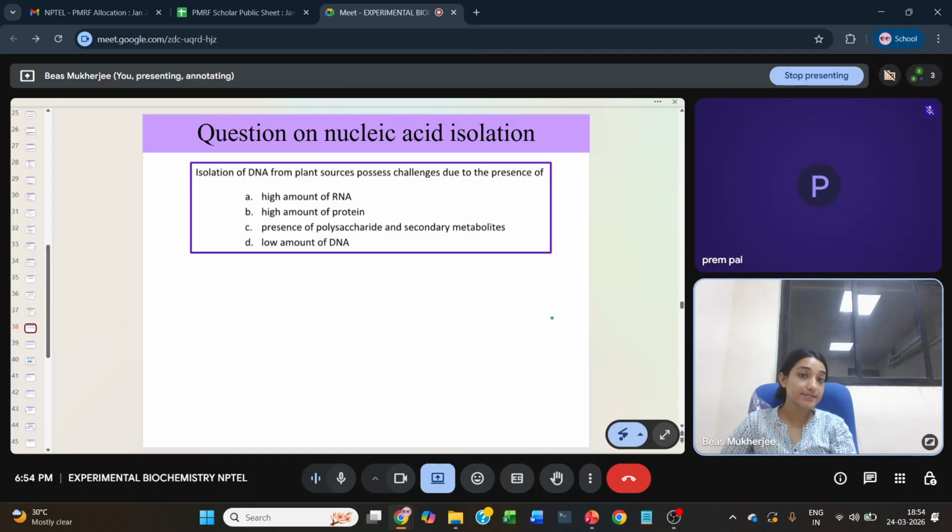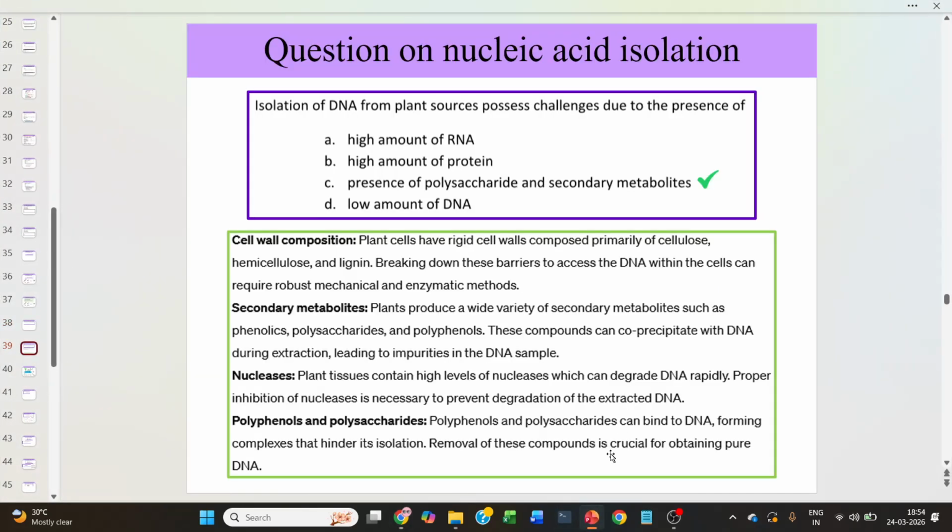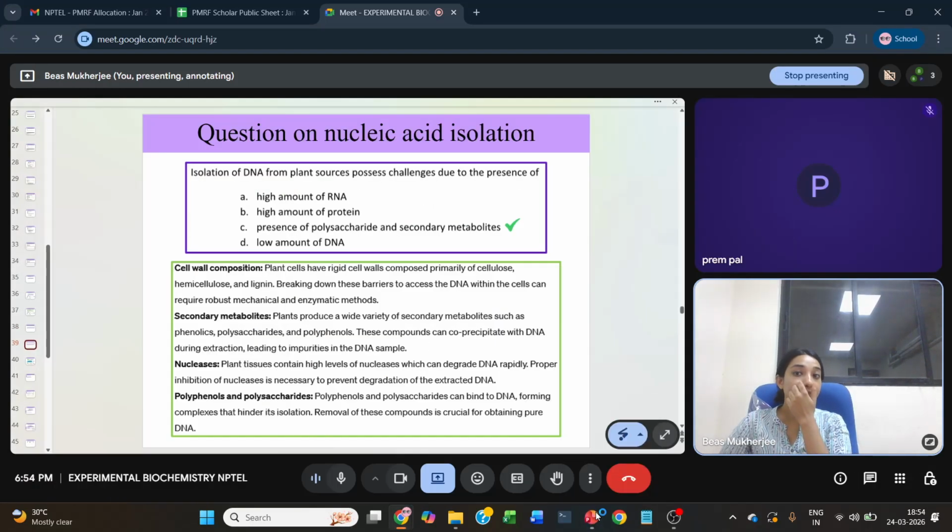Because polysaccharides and secondary metabolites are there in plants, right? And these are not there in bacteria or anything else. So see, the plant cell wall is made up of cellulose, hemicellulose, lignin. Breaking these barriers is very difficult. Next, you have the secondary metabolites. There are so many: phenolics, polyphenols, etc.